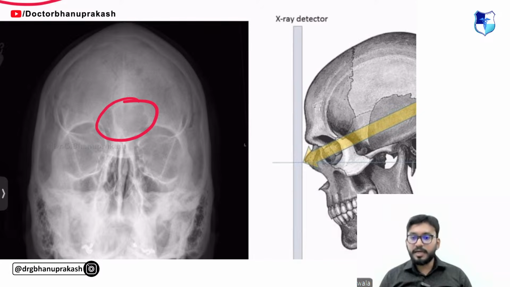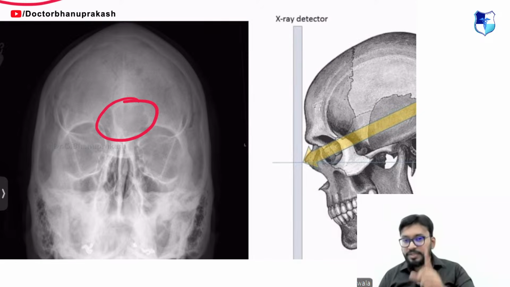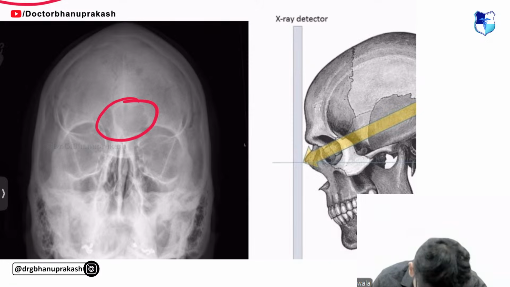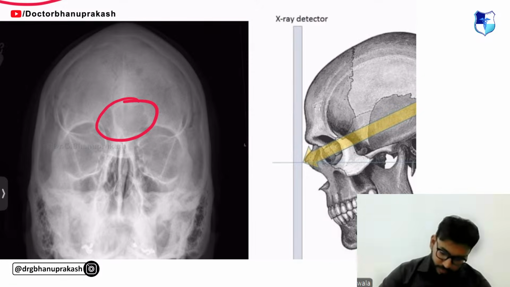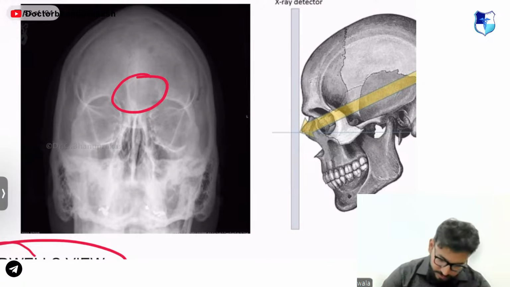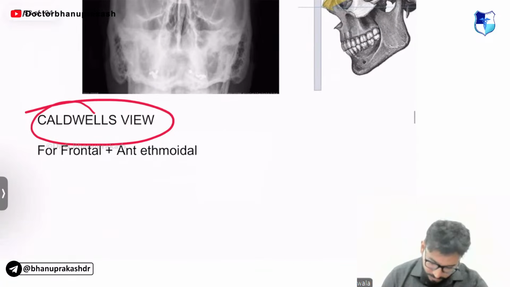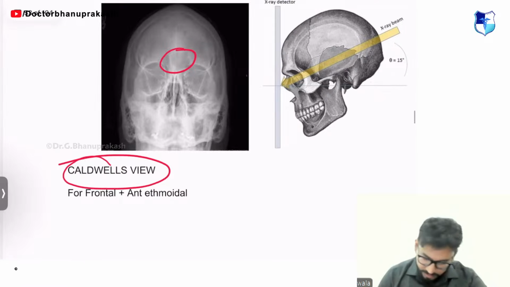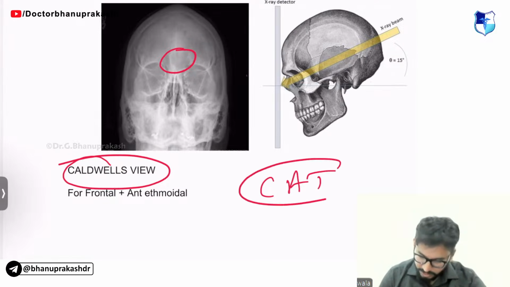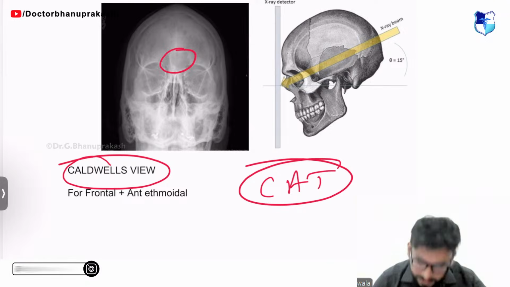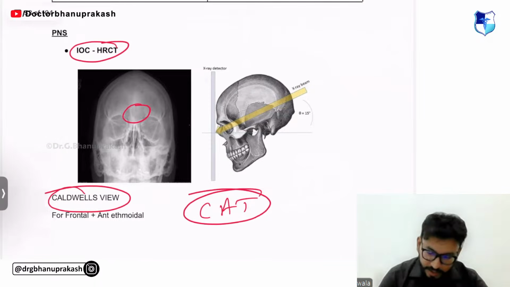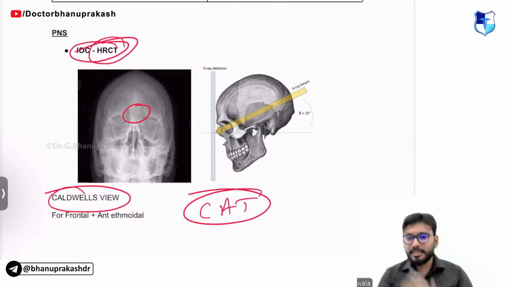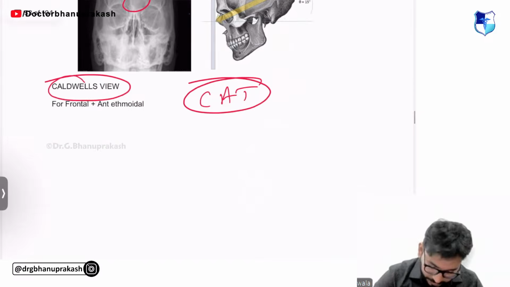What do sinuses contain? Sinuses contain air. Which investigation is the best for air? Come on, tell me. CT scan. The answer is on your screen. CT scan. Therefore, the investigation of choice is HRCT. Can you see, guys? Can you correlate the basics? These are the basics. Let's go.